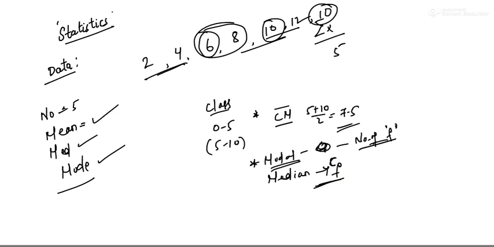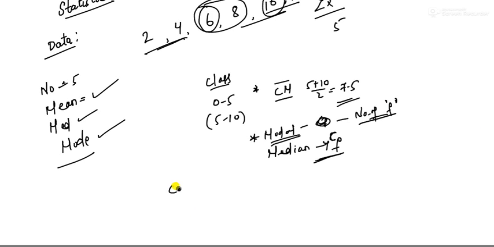Here you have to find cumulative frequency. Cumulative frequency is always, the last value will always be equal to n. Okay, you have to remember that. And n by 2, I will show you with an example.